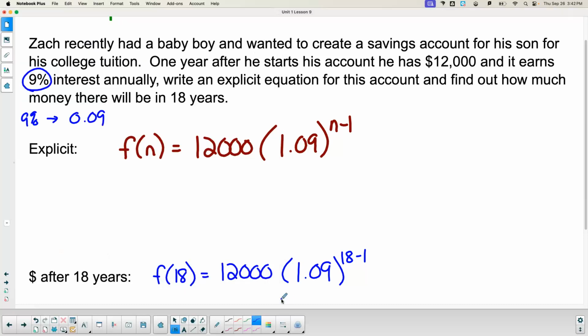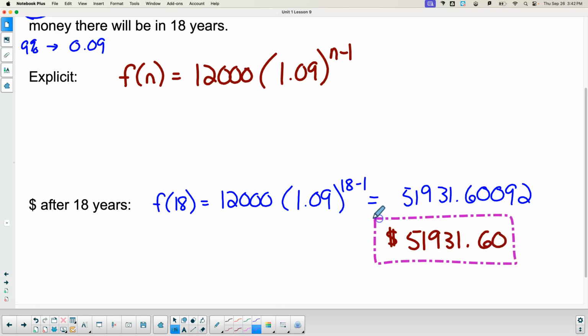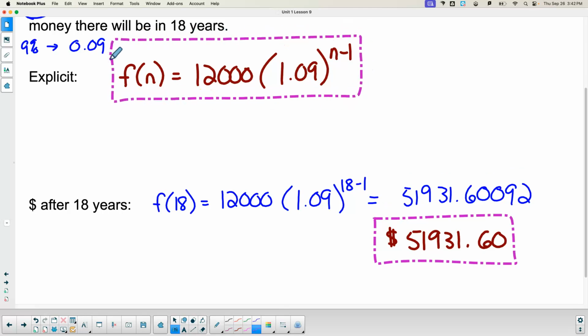So you get for the value 51,931.60092. But since we're talking about money with this particular one, we're going to round that to the nearest cent. So we're going to say that this is $51,931.60. And those are your 2 answers for the 2 warm-up problems.